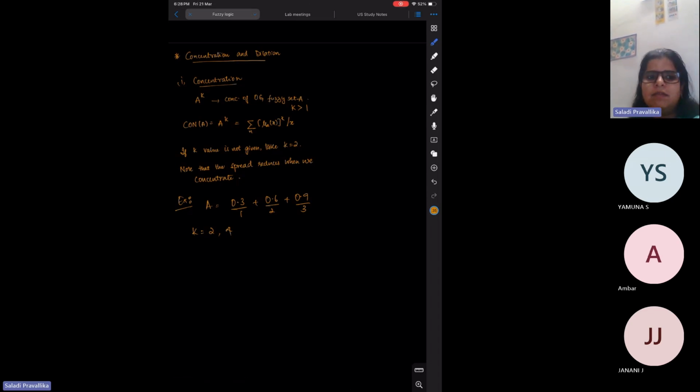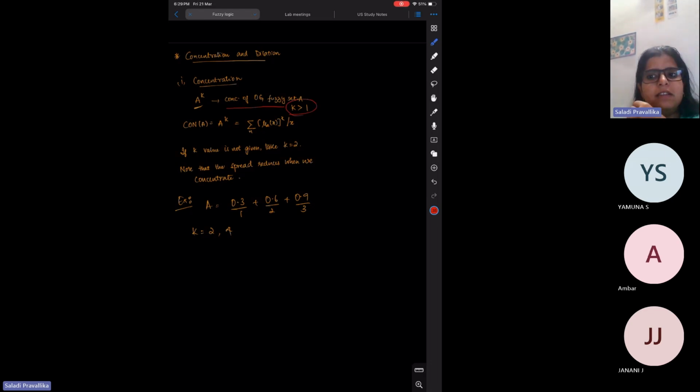Next we'll be looking at concentration and dilation. Concentration is basically raising the power of the fuzzy set to some value k, where k is greater than 1. The k value can be 2 or 3 or 4 or anything. You are basically increasing the concentration. So in place of A, you are going to have A to the power k. You are increasing the concentration of the original fuzzy set A, where k is greater than 1.